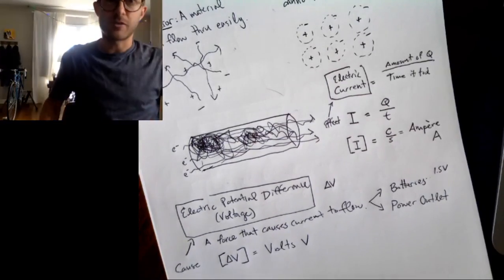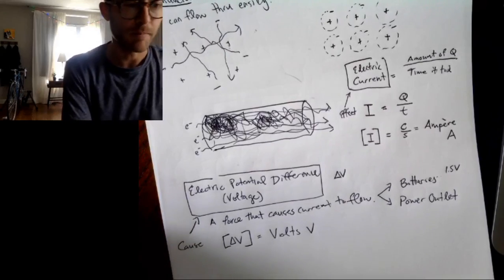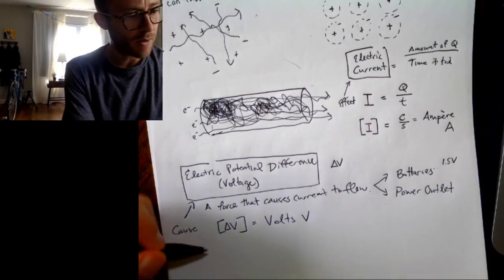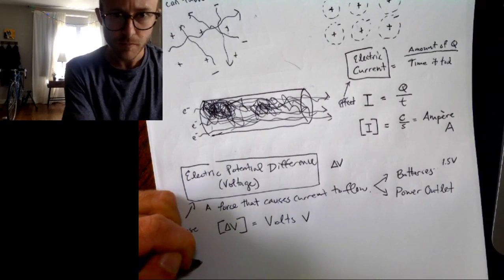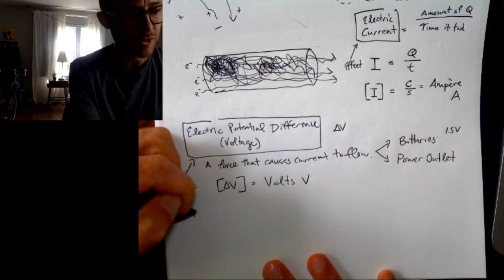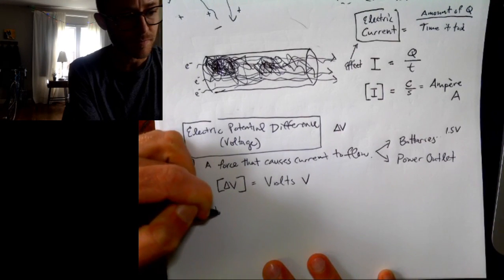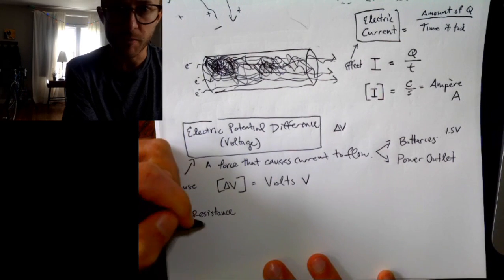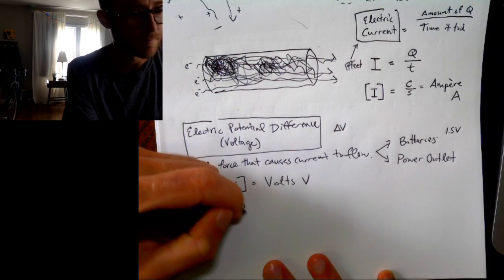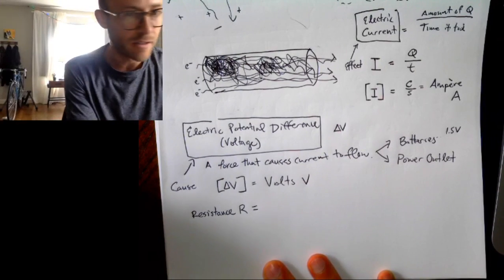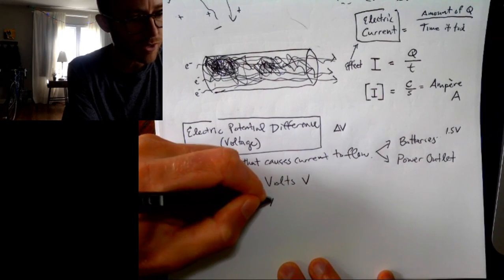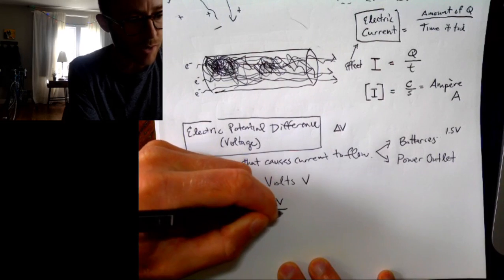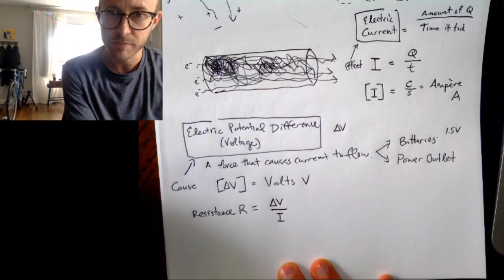So yeah, that's an excellent observation. Okay, so what would it mean? There's this thing called resistance, which is denoted by R, and it's equal to the potential difference divided by the amount of current that flows.